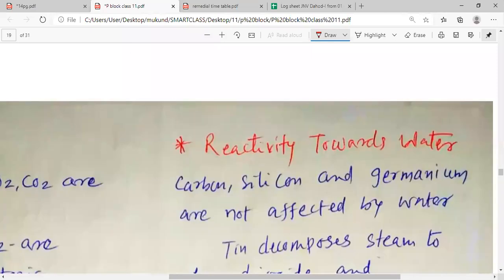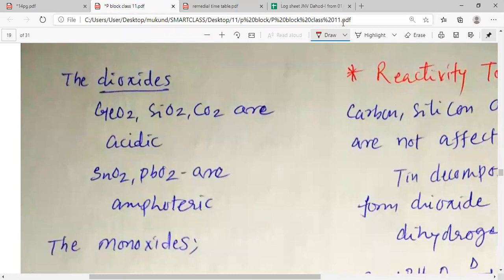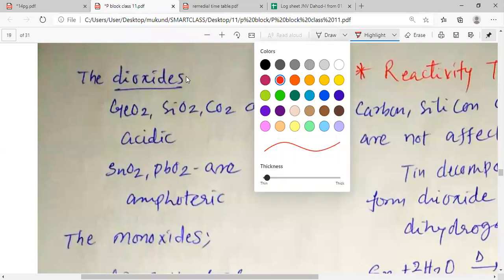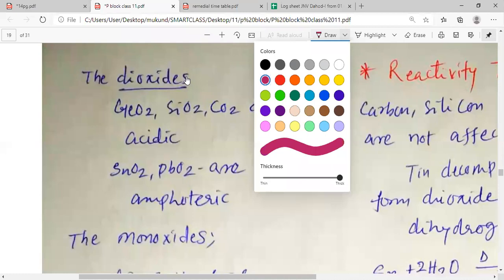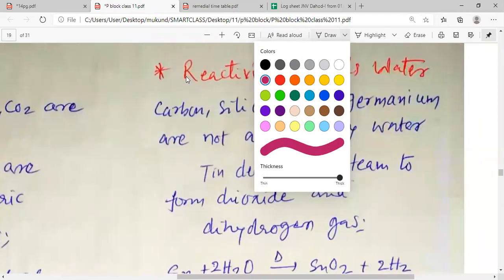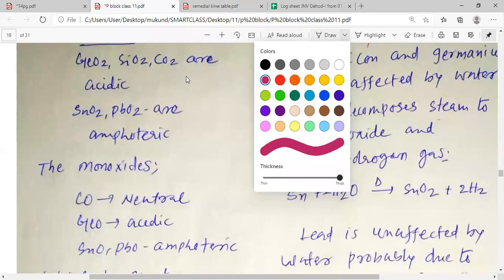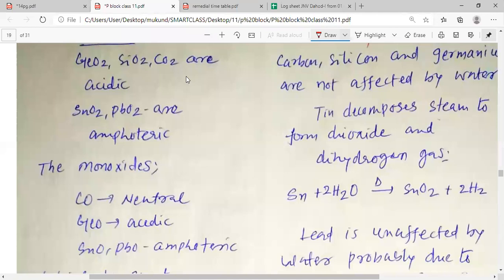Just hold, please. Okay, dear students, I think there is some technical problem. That is why we are not able to underline.